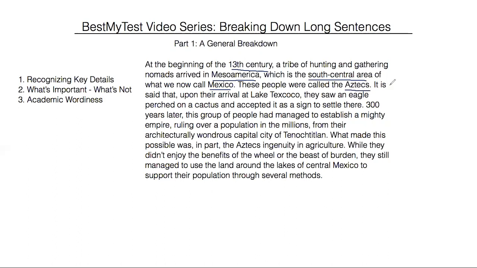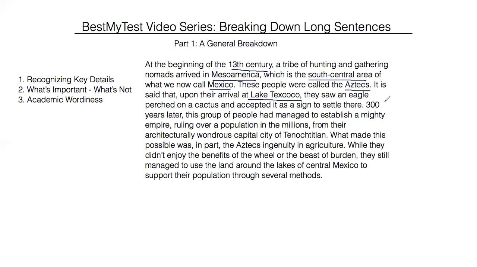This next one is longer. It is said that upon their arrival at Lake Texcoco, they saw an eagle perch on a cactus and accepted it as a sign to settle there. So we have a location here that we can pull out as a key detail. And then we have something that was named as a sign, so like a small little blurb here. And we can leave that for now.